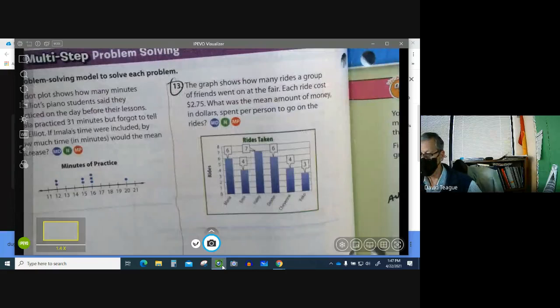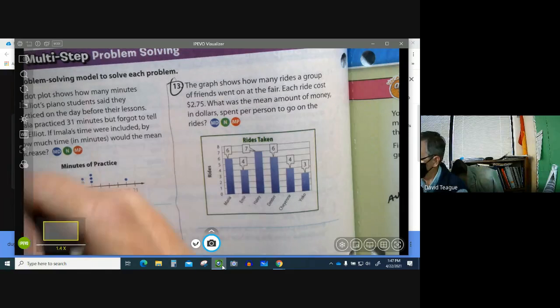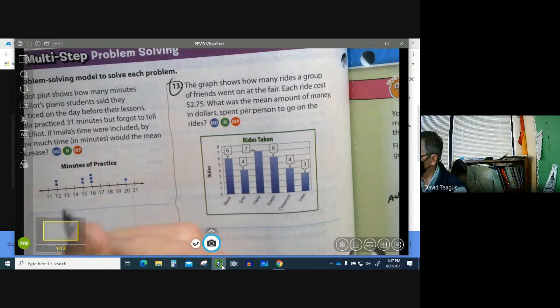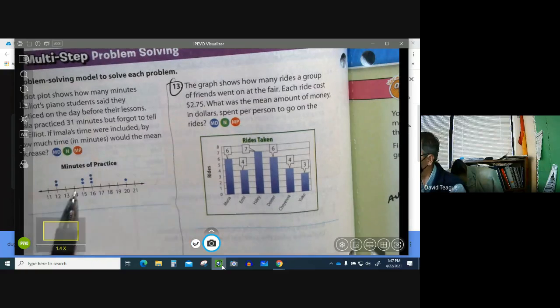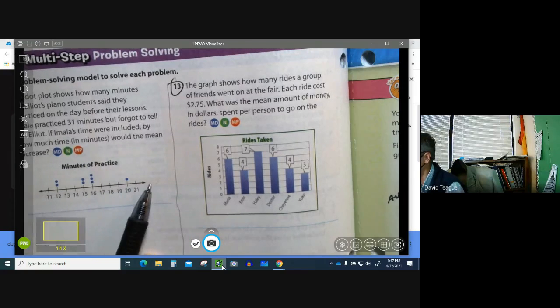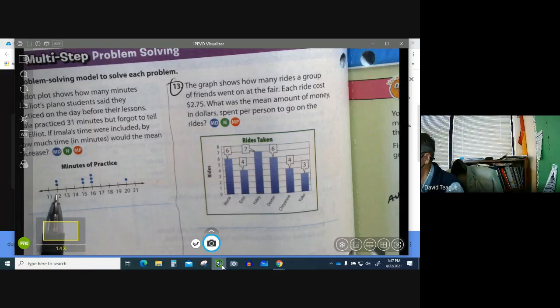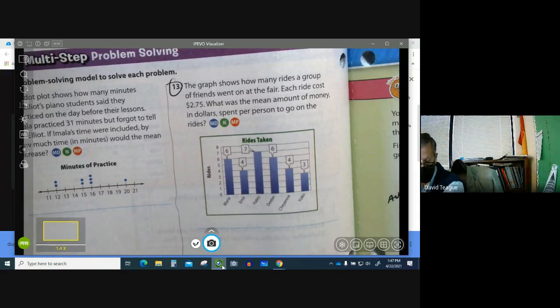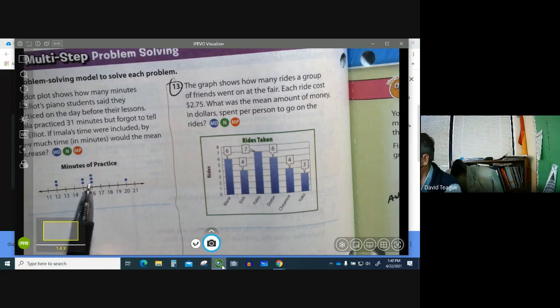So you have to find the mean twice, right? You have to find it once without Malaya's time and once with Malaya's time. So if we have mean number 1, we're going to look at all the numbers in your data. You have 2 12s, 2 15s, 3 16s, and 1 20, which you're going to have to add together. And how many data points do you have? 1, 2, 3, 4, 5, 6, 7, 8.